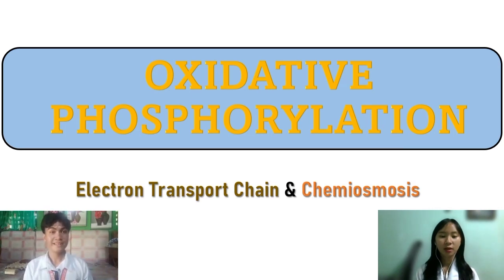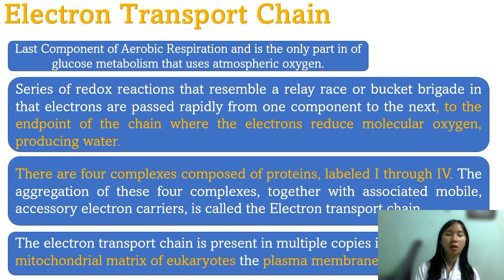And my name is John Fitzcalma, and our topic is oxidative phosphorylation, which consists of electron transport chain, chemiosmosis, and ATP yield. What is oxidative phosphorylation? Oxidative phosphorylation is composed of the electron transport chain and the chemiosmosis.